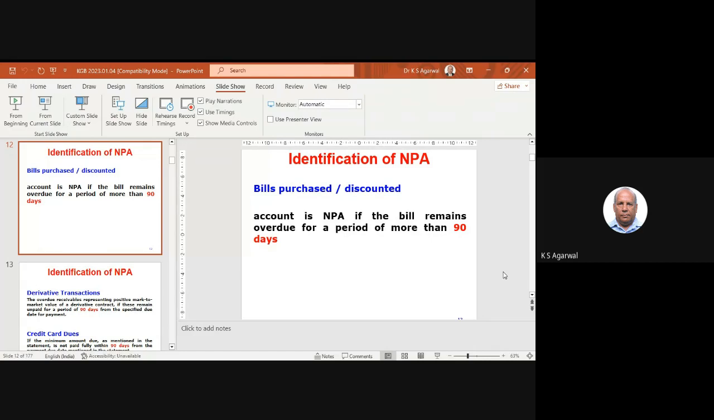Every bill purchase or bill discounted facility has a due date. The bill should be paid by that date. So if the bill remains overdue for a period of more than 90 days, this bill purchase account, bill discounted account will become NPA.